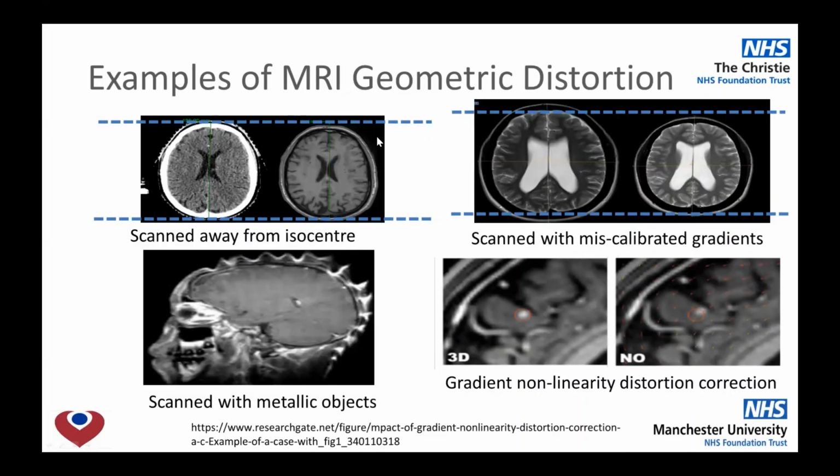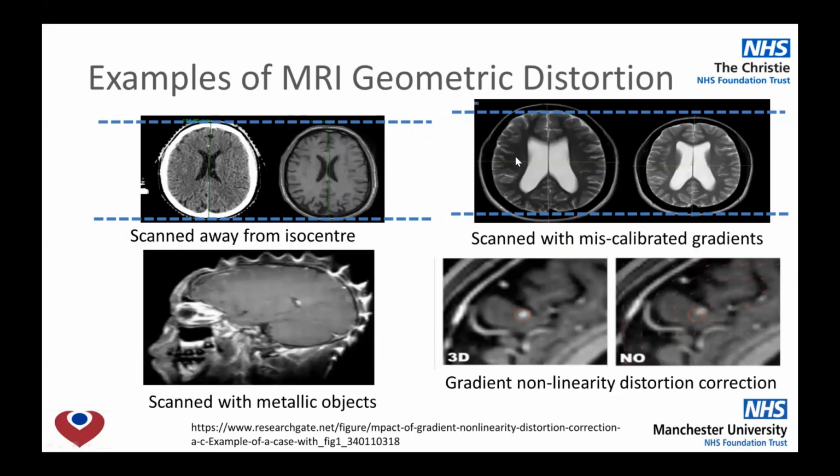So we'll now look at some examples of MRI geometric distortion. For the first patient, they were scanned with their head a little bit too far away from isocenter, and that resulted in their craniocaudal dimensions of the head being reduced compared to the CT, and this meant the patient had to be rescanned for their radiotherapy planning scan.